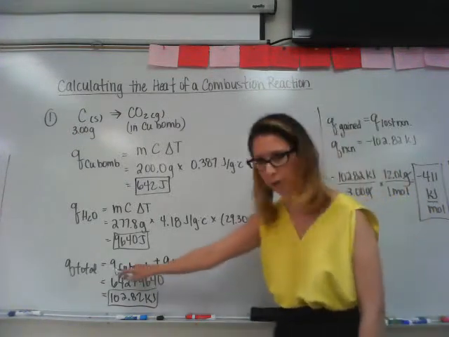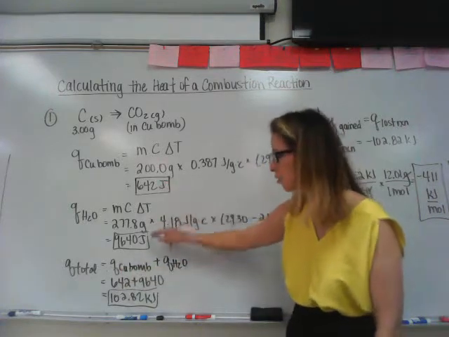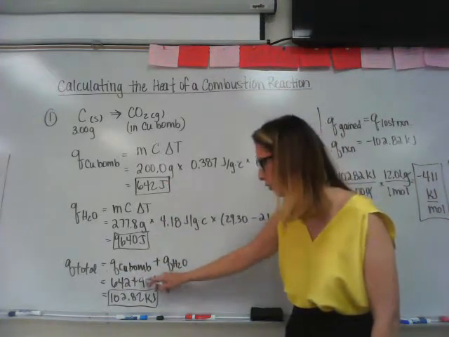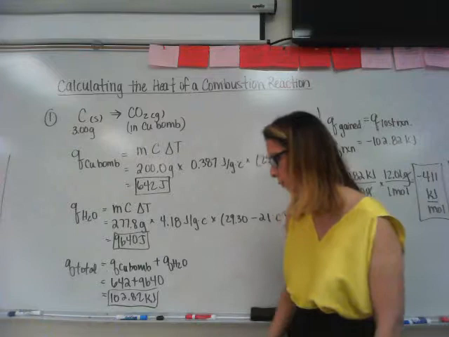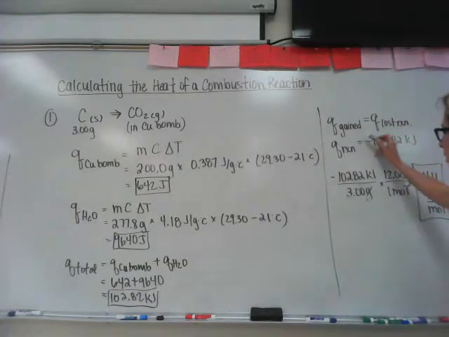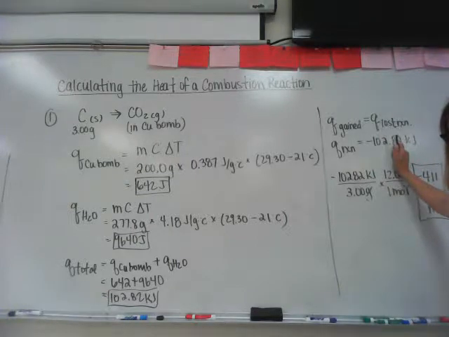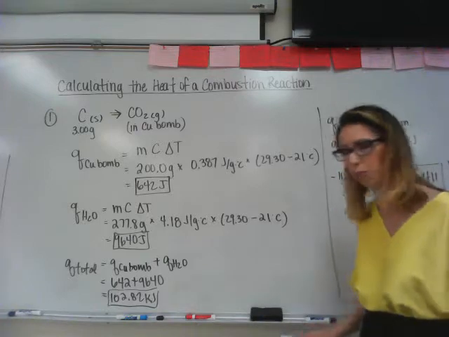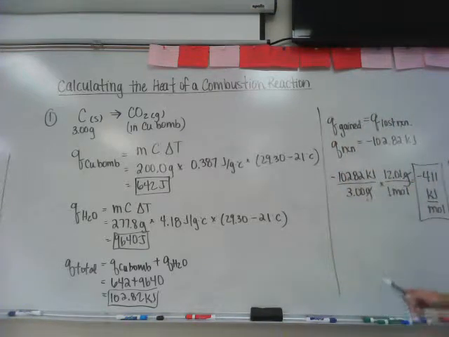Okay, now to get the total, add these two together. So the heat of the copper bomb plus the heat of water is going to be 102.82 kilojoules. Now, the heat gained equals the heat lost by a reaction. The heat of the reaction is negative 102.82 kilojoules, because your temperature rose, that's why it's negative, and it's exothermic.